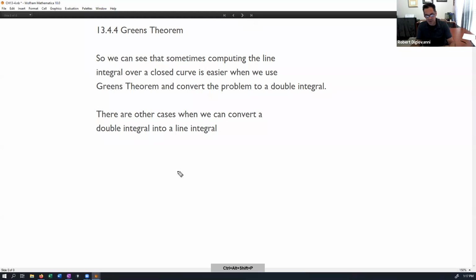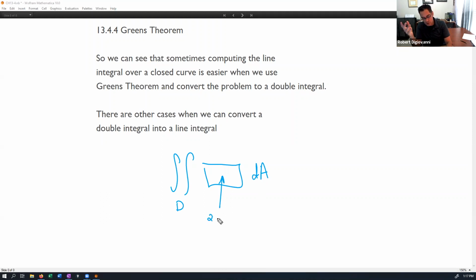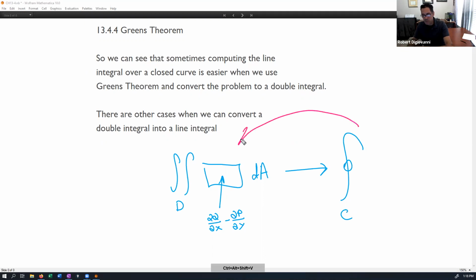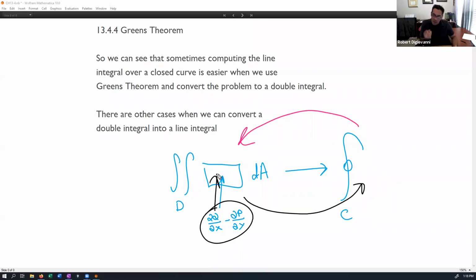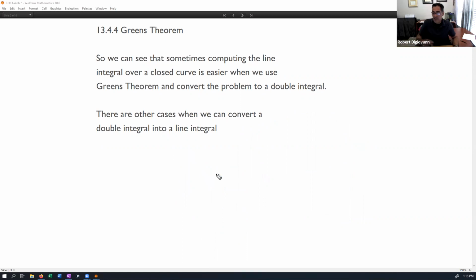So if someone were to just give us an arbitrary double integral, the only way we could convert it to a line integral is if this in here somehow looked like partial Q with respect to X minus partial P with respect to Y. Then we could transfer this into a line integral over a closed curve. Does that make sense? So from right to left, that we just did a bunch of. The only way we can go left to right is if somehow the integrand can be viewed as these partials subtracted. And that's a little bit problematic because we don't just have a general way of doing it.